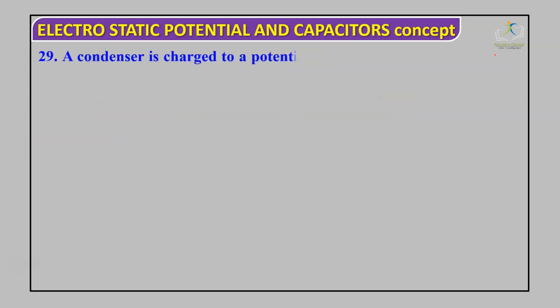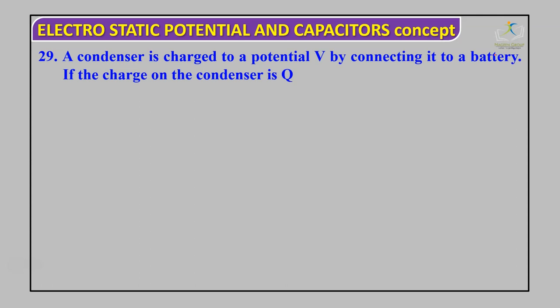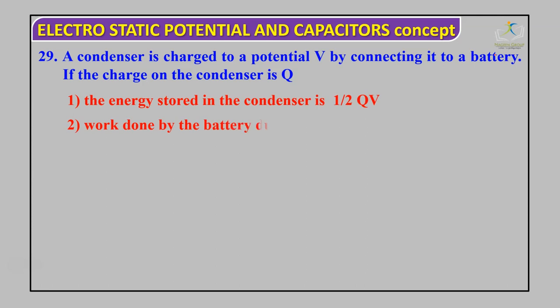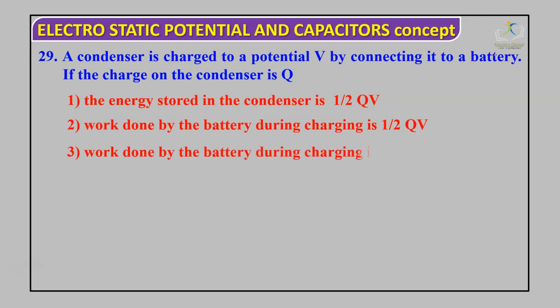Next question we have. A condenser is charged to a potential V by connecting to a battery. If the charge on the condenser is Q, the energy stored in the condenser is 1 by 2 times QV. The work done by the battery during the charging is half QV. The work done by the battery in the charging is QV. Both 1 and 3 is option 2.